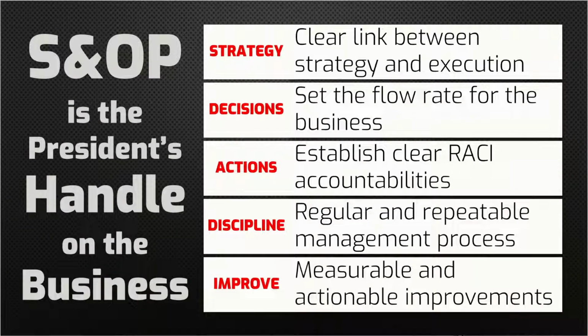Before we do that, let me do the level set I always do, just to make sure everybody's on the same page about where we are in our thinking on S&OP. We think S&OP really is the president's handle on the business, the person who owns both demand and supply and can make resource allocation decisions there. To that end, you ought to be able to create a clear link between strategy and execution. You should be able to set the flow rate for the business, and that means the president would be actively involved in setting that flow rate by family, at least ratifying it, and we'll talk a bit about that today. You should be able to establish clear responsibilities and accountabilities using the process, so when things don't go well, you know where to go to fix problems. And then ultimately there's a regular and repeatable management process every month.